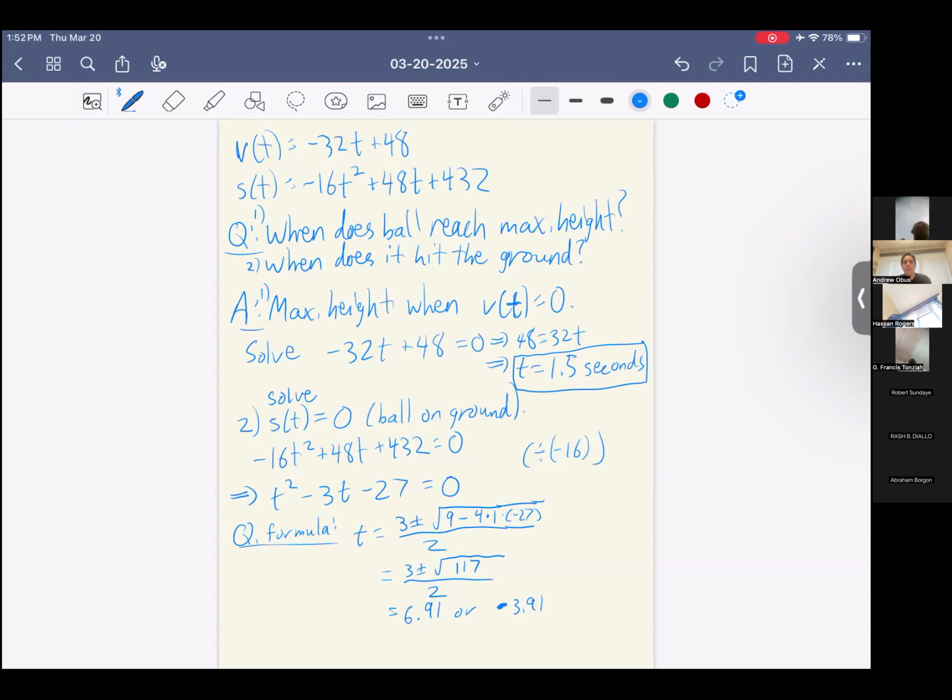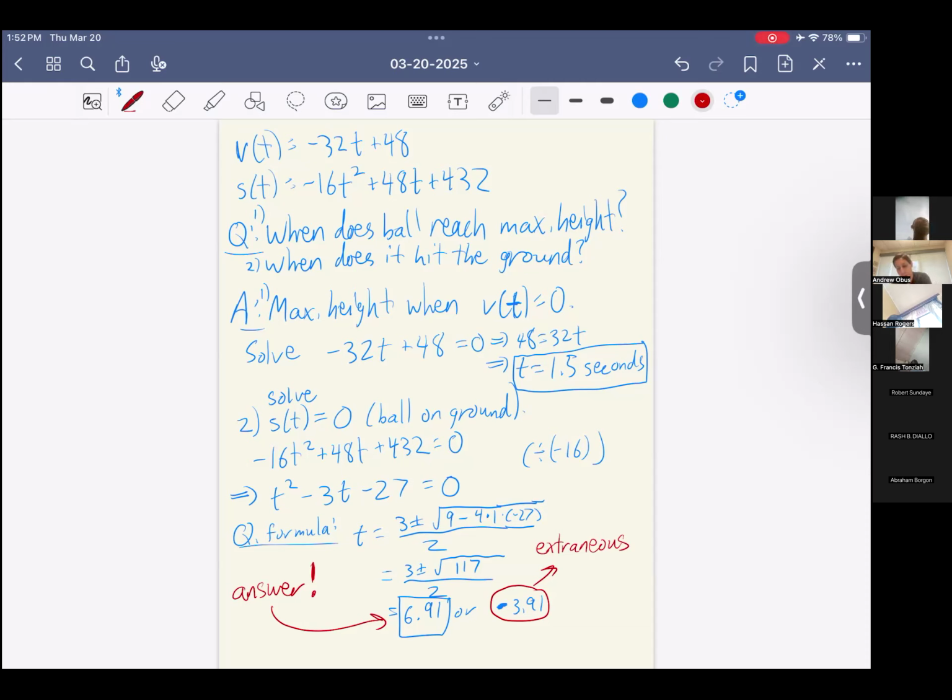Okay. But of course, this answer we have to throw away because negative time doesn't exist, right? So this is what's sometimes called an extraneous solution. So the actual answer is about 6.91 seconds later. That's when the ball is going to hit the ground. So this one is the answer. The ball is going to hit the ground 6.91 seconds after it's thrown.